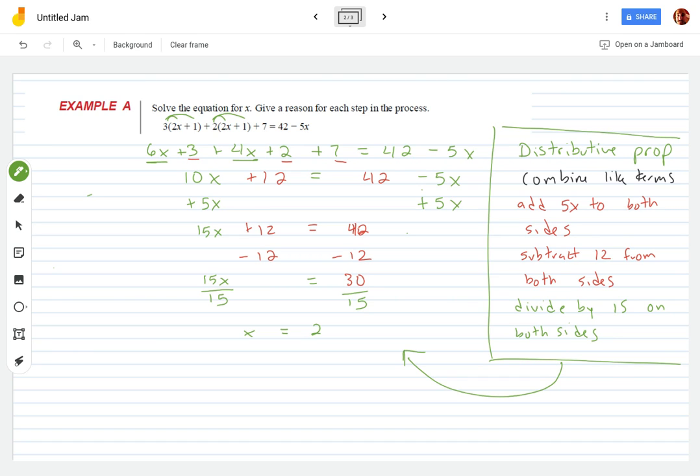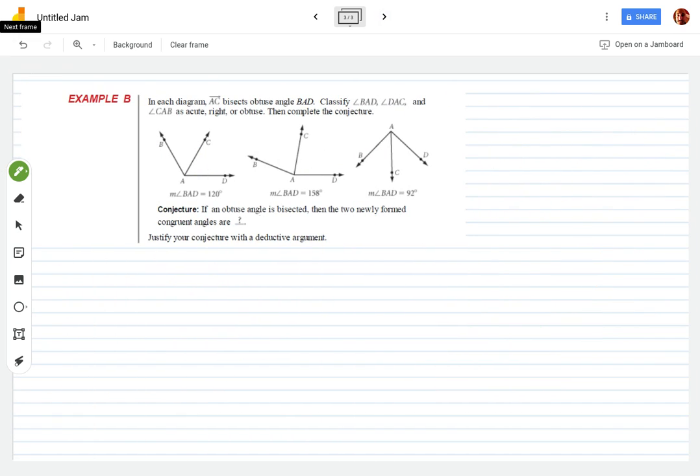We're using things that we know to be true and applying them to specific problems, whereas inductive reasoning is more about looking at specific cases, noticing a pattern, and then trying to make a generalization based on the pattern. They're kind of backwards in some ways. All right, here's our example B. In each diagram, AC bisects the obtuse angle BAD. Classify angle BAD, DAC, and CAB as acute, right, or obtuse.